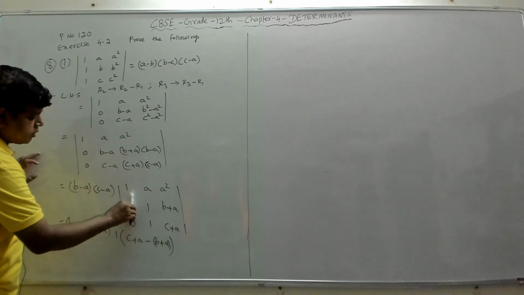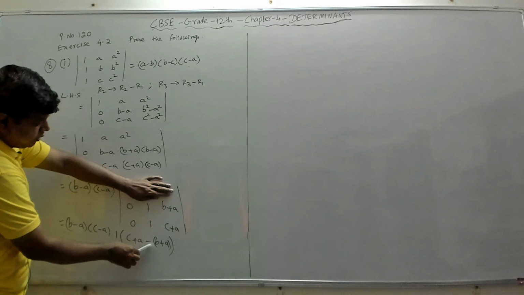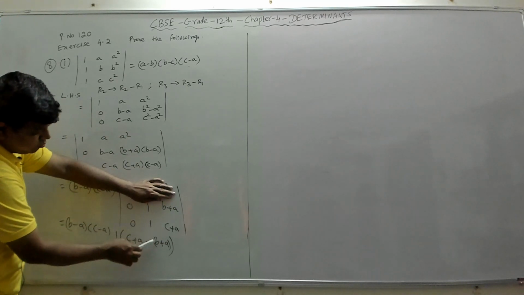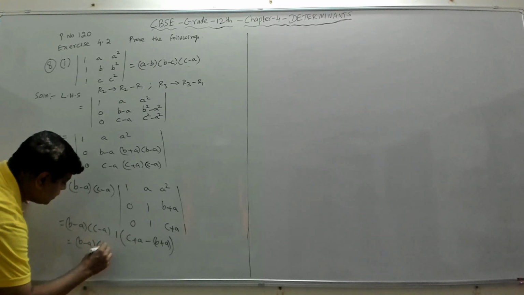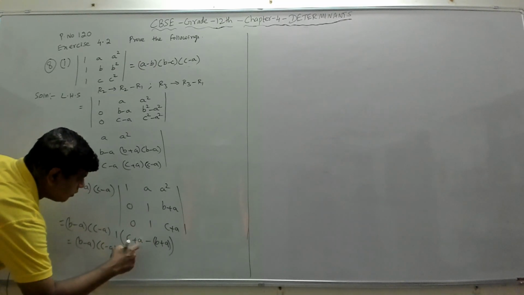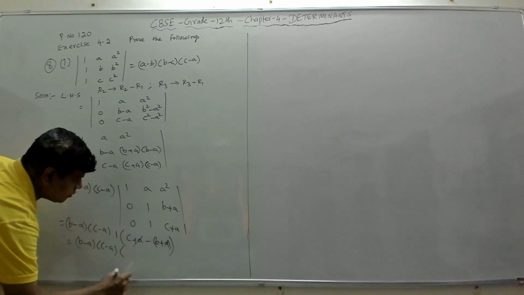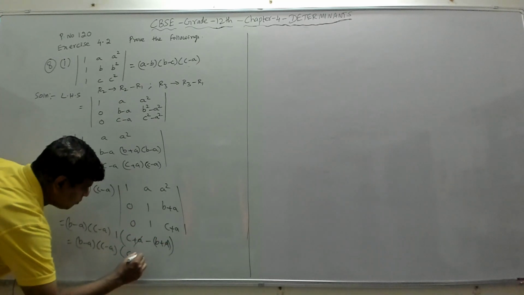If you close these two, it is this into this minus this into this. So it will become B minus A into C minus A, and the minus A plus A will get cancelled. So you get C minus B.